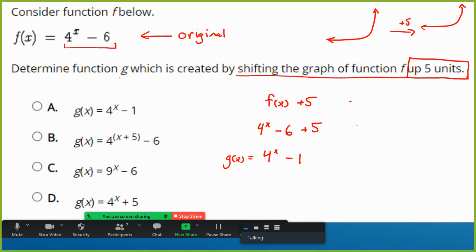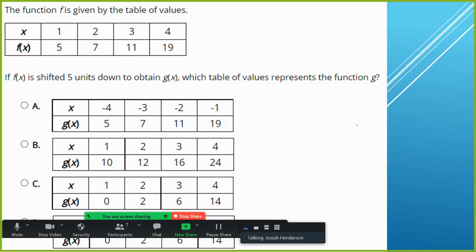Okay, let's look at another one about a shift, up or down. This time they're not doing a graph at all. They're giving us the table. So this is like what Tira asked about a moment ago. The function f is given by the table of values.